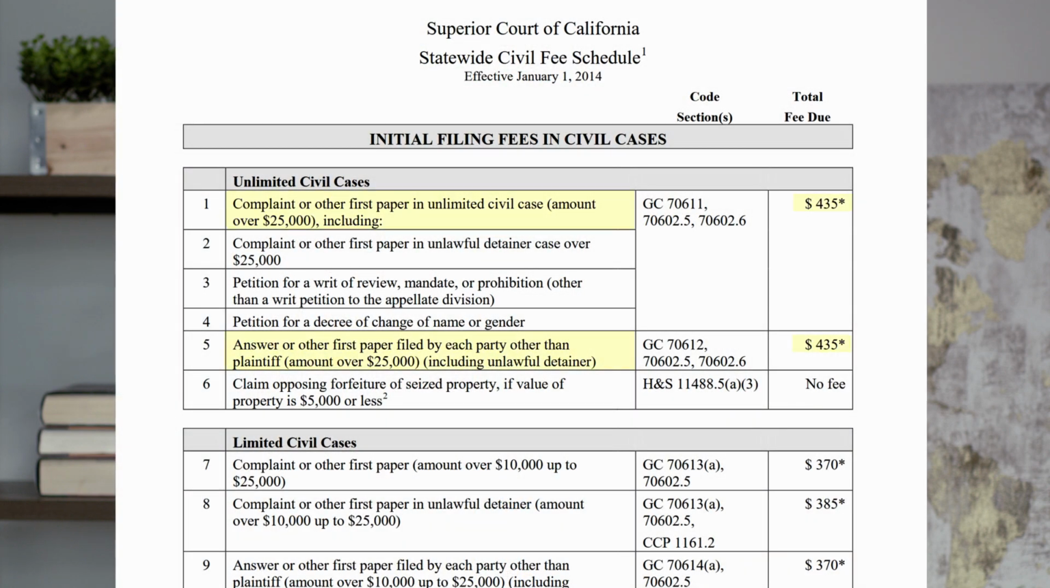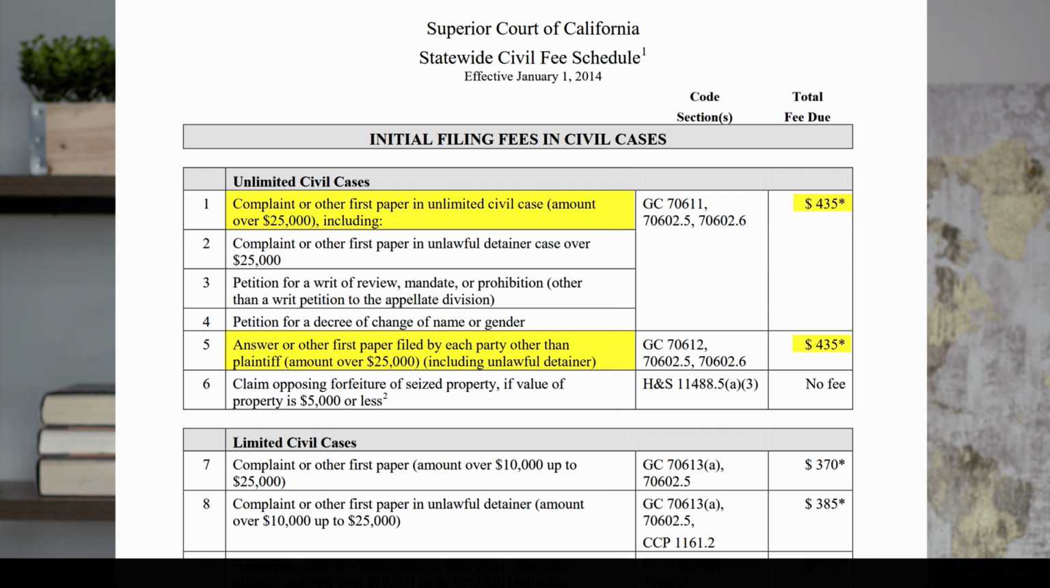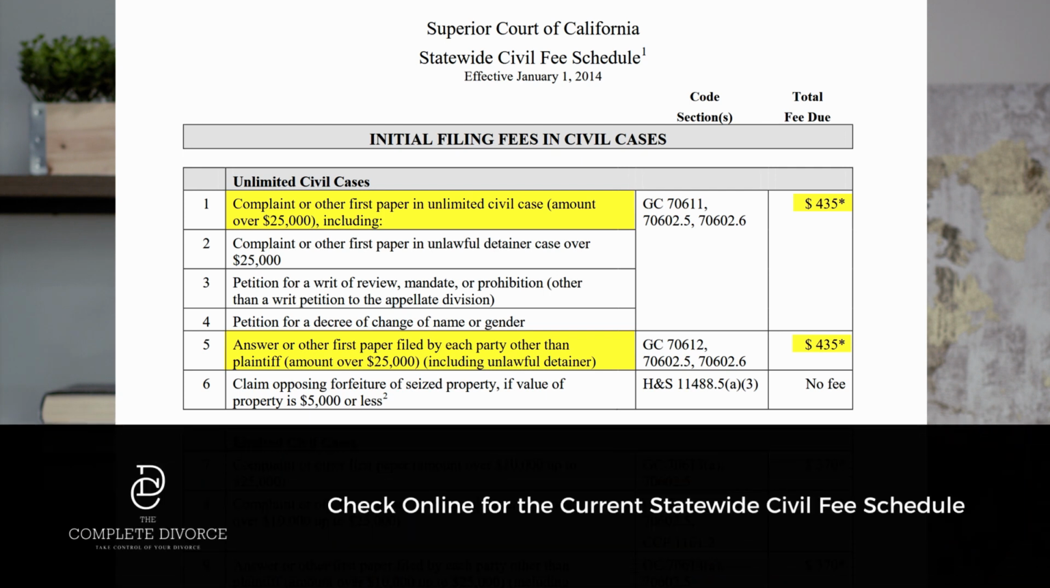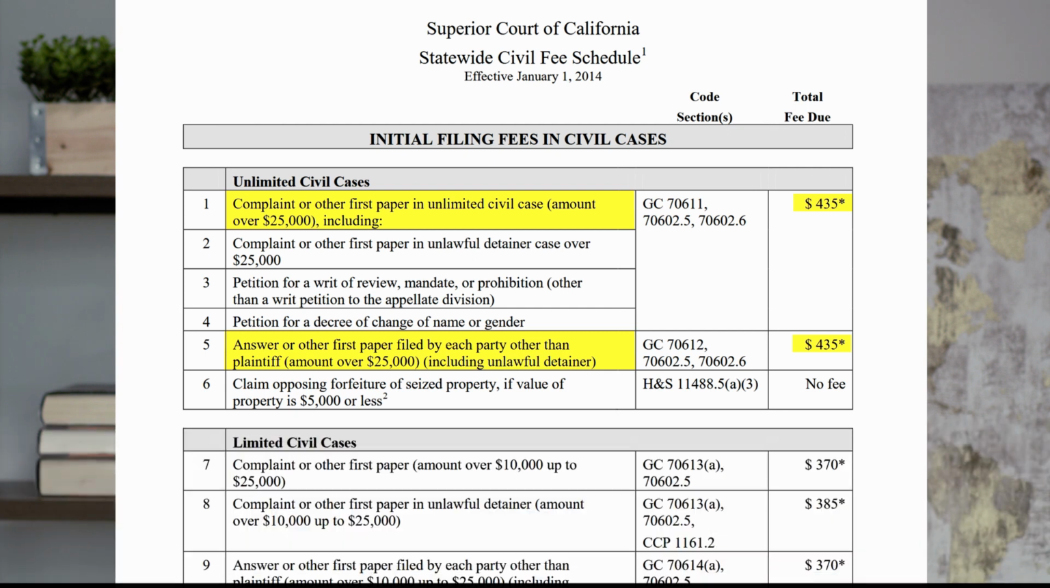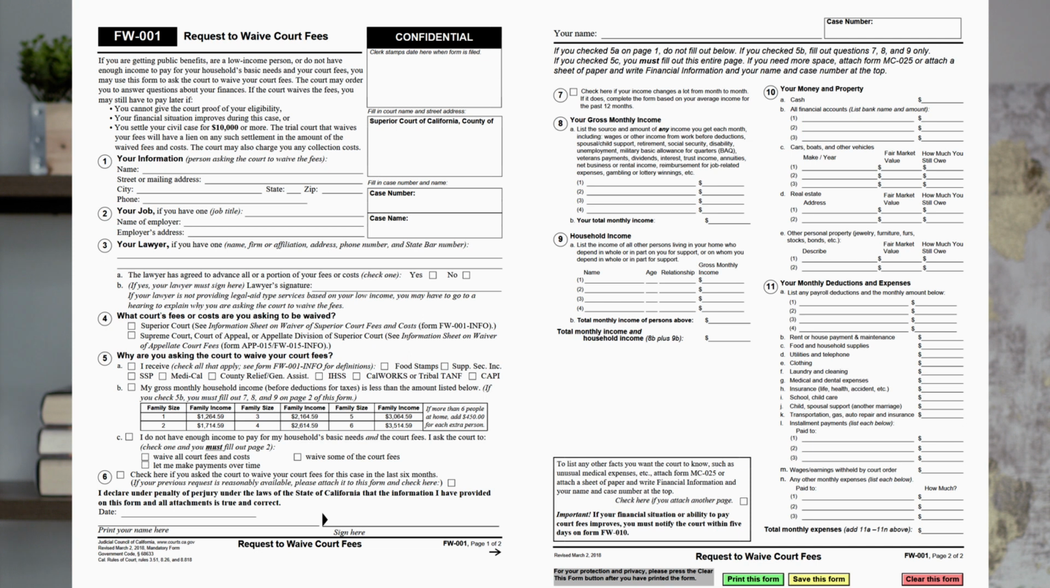Depending on what you are filing, you may be required to pay a filing fee. You can find the fee schedule on the California Court's website, the statewide civil fee schedule under the family law fees. The fee changes year to year. Check is preferable. If you use a credit card, you will be charged a processing fee. Make your check out to the court clerk. If you'd like to apply for a waiver, complete and file the request to waive court fees at FW-001.